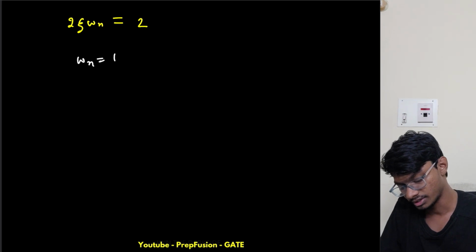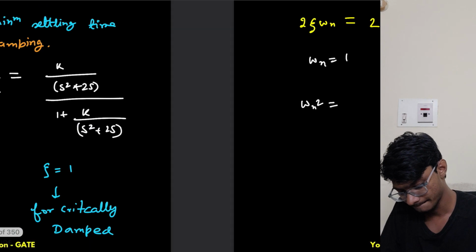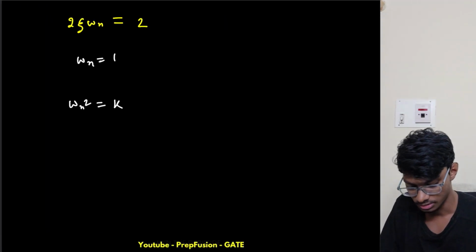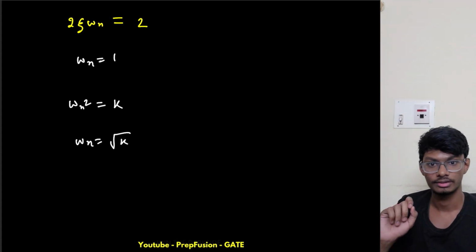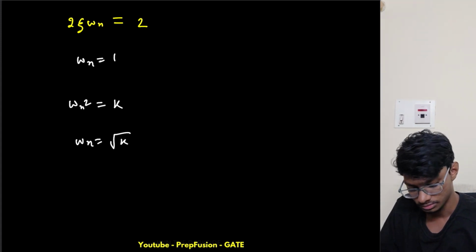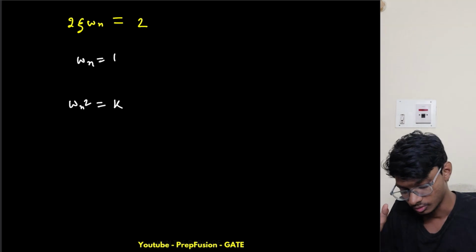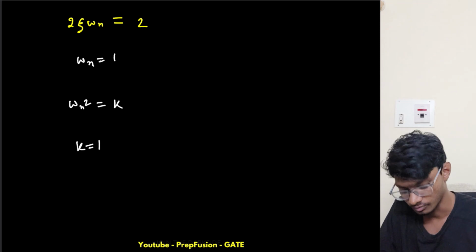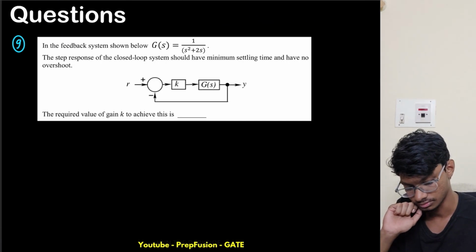So now what is my omega n square equal to? Omega n square equals this one, k. So omega n will be equal to under root k. Now omega n is 1, and I have to find the value of k itself. So omega n is 1, so omega n square will be 1, so k will be equal to 1, so my answer will be 1.